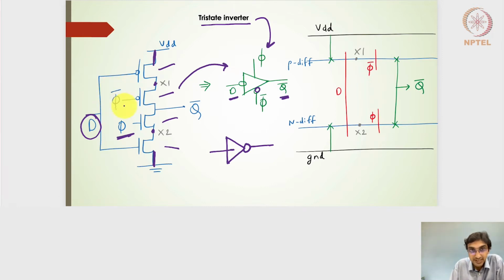The phi bar polysilicon gate applied on the P diffusion line will create 2 diffusion pockets, X1 and Q bar. So phi bar is cutting the P diffusion line into X1 and Q bar. And similarly, the phi polysilicon gate is going to cut the N diffusion line into 2 diffusion pockets of Q bar and X2. So Q bar here and X2 here. Right, so this is the stick diagram of the tri-state inverter.